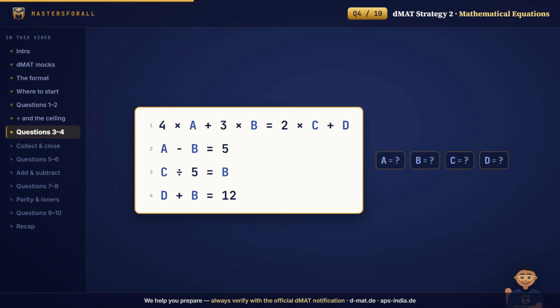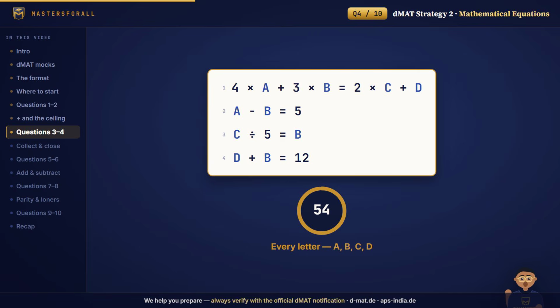Question 4. Look at line 1 and then ignore it completely. Find A, B, C, and D.